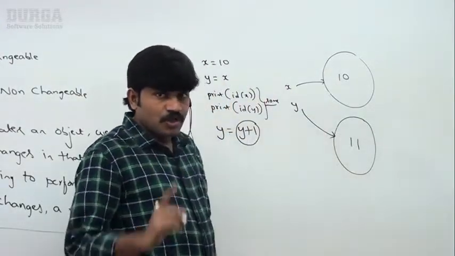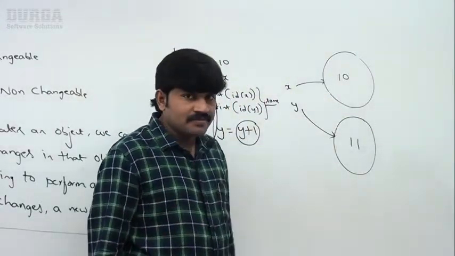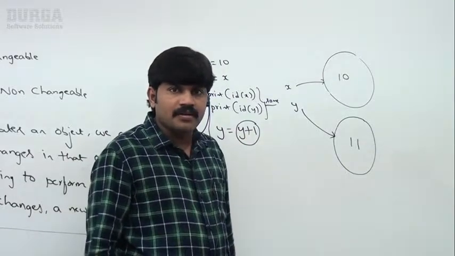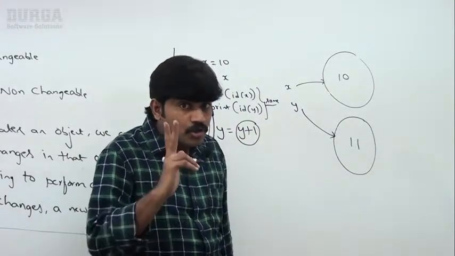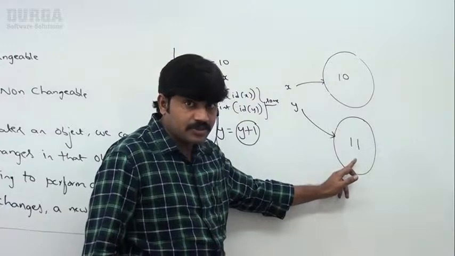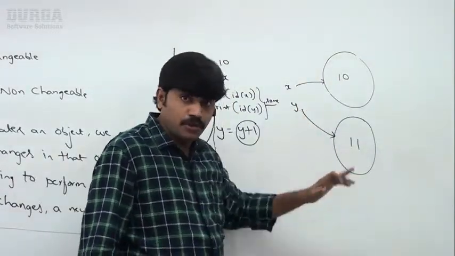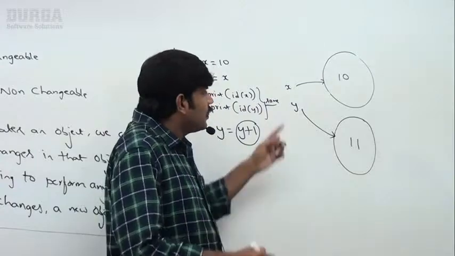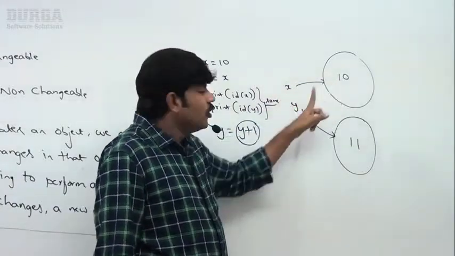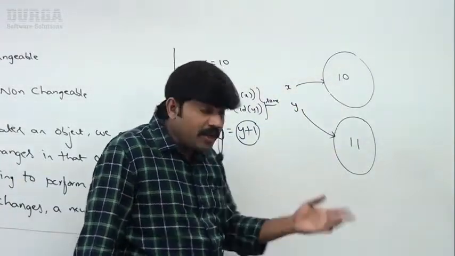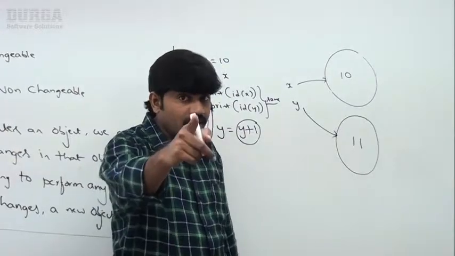Can you please confirm how many objects there are in total? Respond, why are you silent? Total how many objects? Two objects, the first object and the second object. So x is pointing to the first one, y is pointing to the new object. If you print the value of x, it is 10, the value of y is 11, and the address of x and address of y are both different.